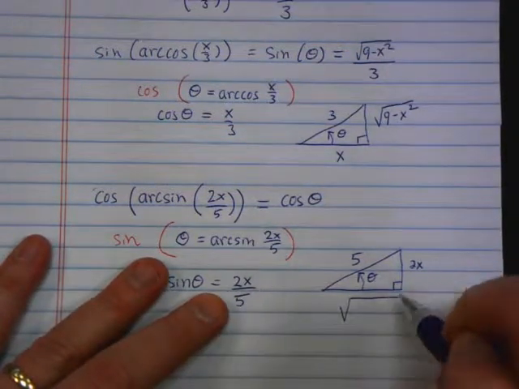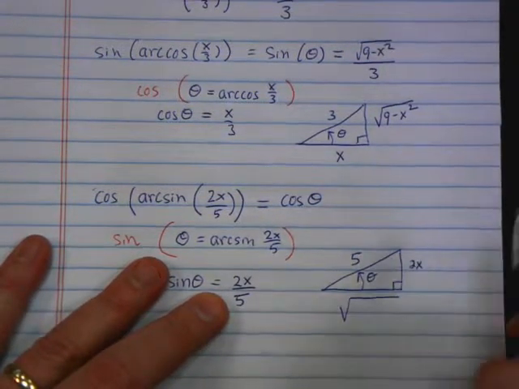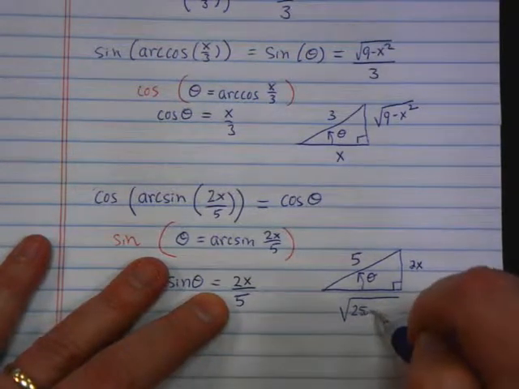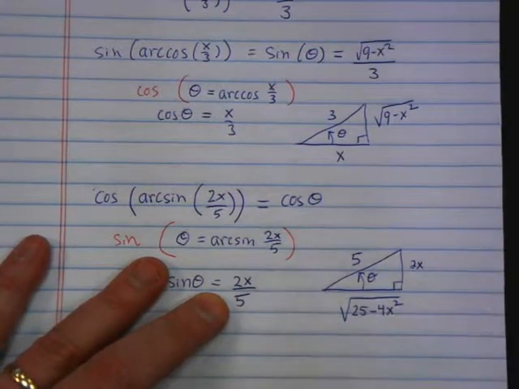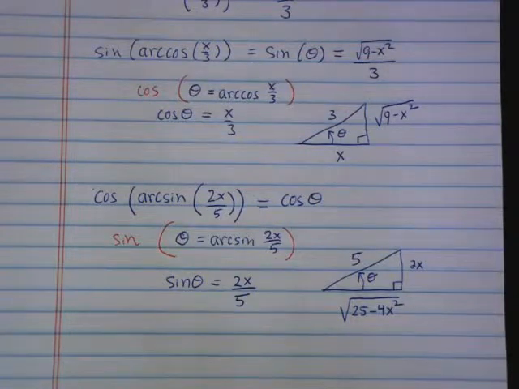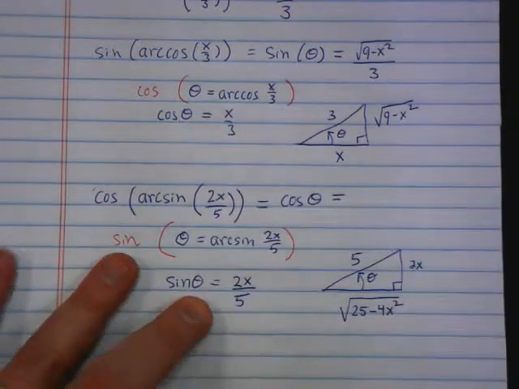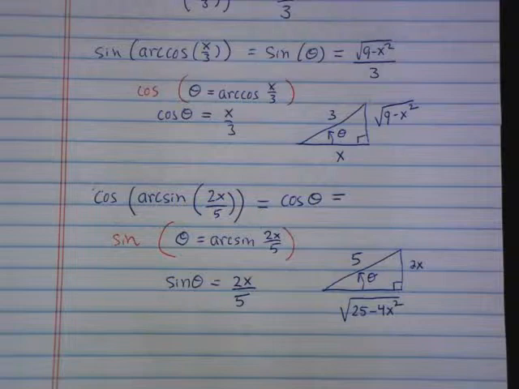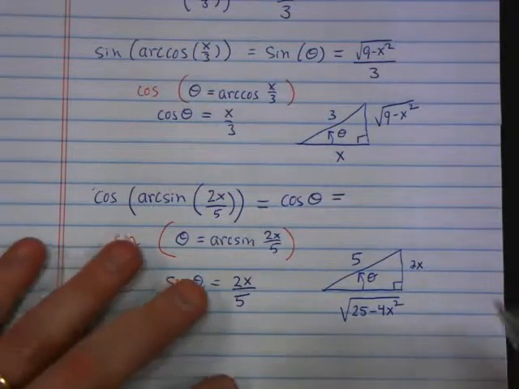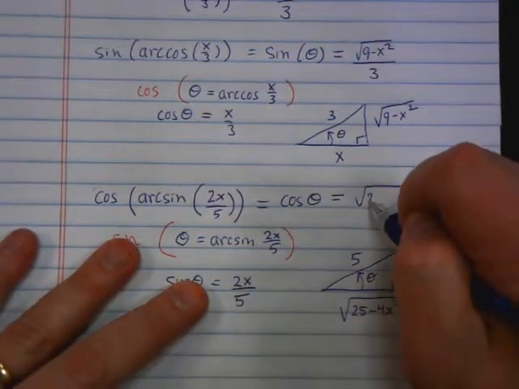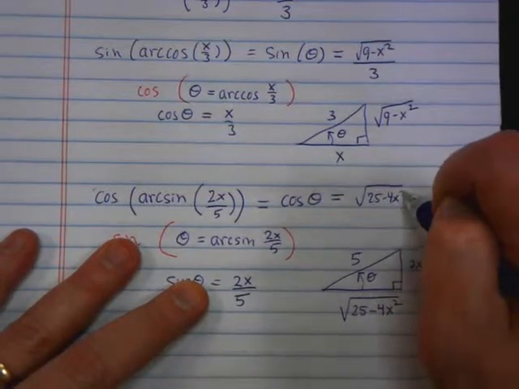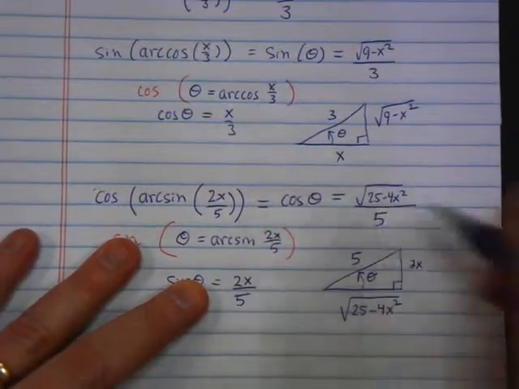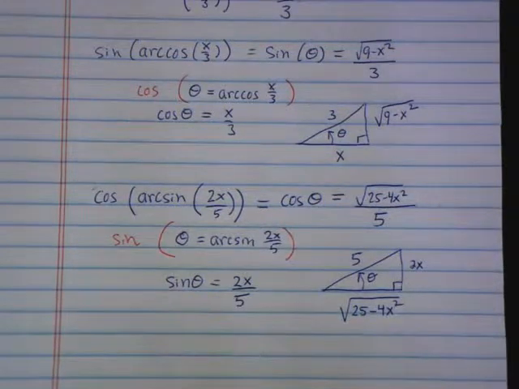When I do the Pythagorean theorem, I'm going to square that one, I'm going to square that one, and I'm going to subtract them. So that's 25 minus 4x squared. You'll take my word for it, thank you. All right, so our final answer is, cosine of that angle will be square root of 25 minus 4x squared all over 5. That's the answer.